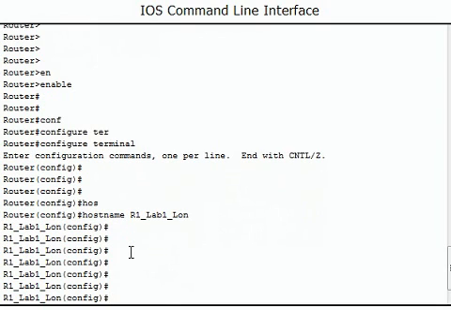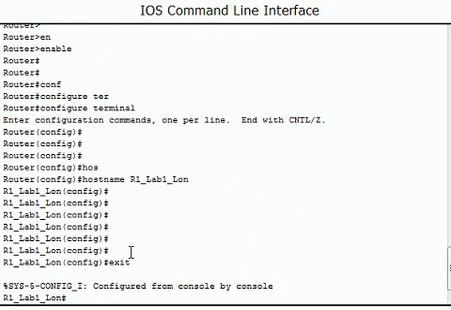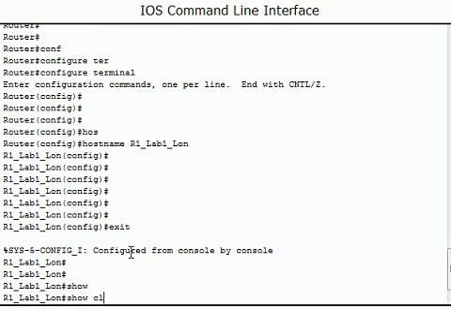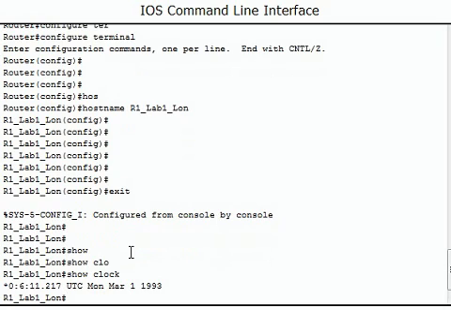Right, the next thing, I will leave this configuration mode by typing exit or Control Z. And I would like to see what the time and date are on the router. We should make sure the time and date are correct on the router. To do that, just type show clock. Here we go. It's Monday, March 1st, 1993, and the time is 6 o'clock in the morning.